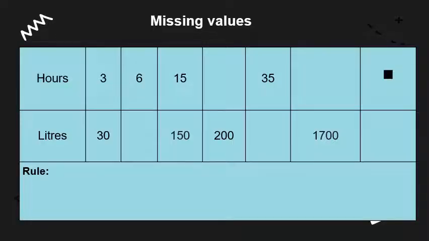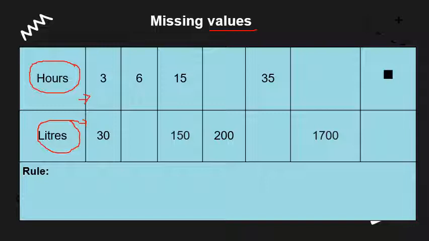Okay, so here we have our values table. And when I'm talking about values, I'm really just talking about numbers. But there are 2 types of values here. We've got hours and we've got liters. So everything in this top row, those values are hours, and the second row, those values or numbers are liters. So they are different to one another, but they are numbers.